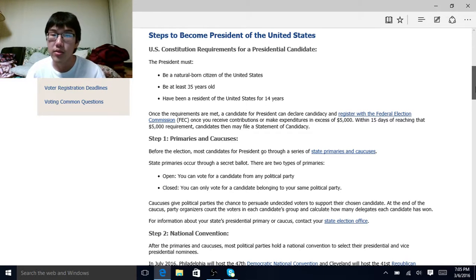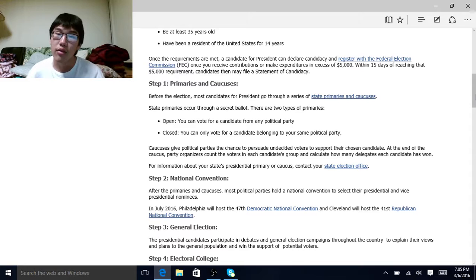Okay. Once the requirements are met, a candidate for president can declare candidacy and register with the Federal Election Commission. Once you receive contributions or expenditures in excess of $5,000 within 15 days of reaching that $5,000 requirement, candidates then may file a statement of candidacy. Okay, so along with those three requirements, it looks like you have to raise $5,000 of funds from someplace.